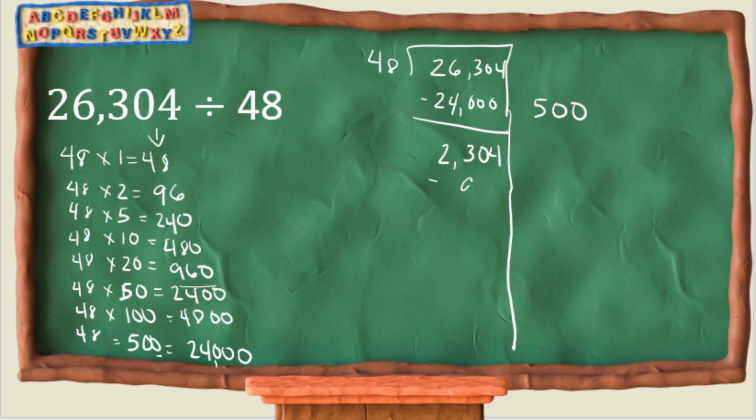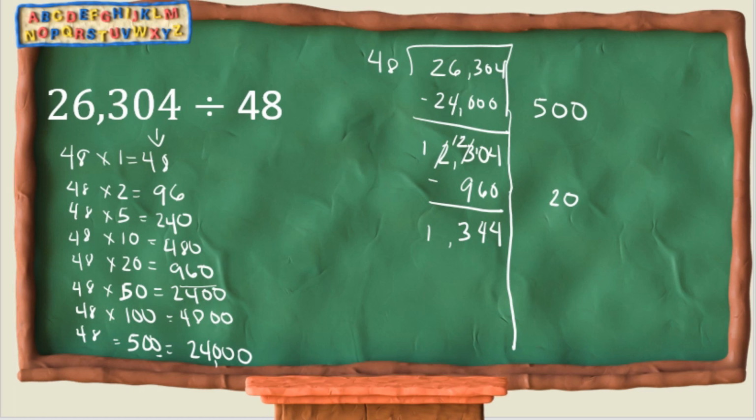So I'm going to go ahead and subtract 960. And again, how did I get that? I multiplied 48 times 20. So I'm going to subtract my dividend. So that's 4. Borrow 1 from the 3. And borrow 1 from this 2. And that leaves me with 1,344.